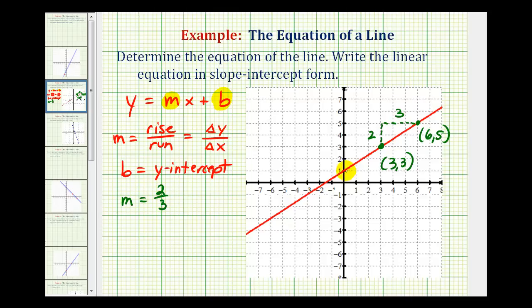And then notice how this line intersects the y-axis at positive 1. Therefore, the y-intercept is equal to 1, which means b is equal to 1. And this is all we need to determine the equation of the line in slope-intercept form. Our linear equation is y equals 2/3 x plus 1.